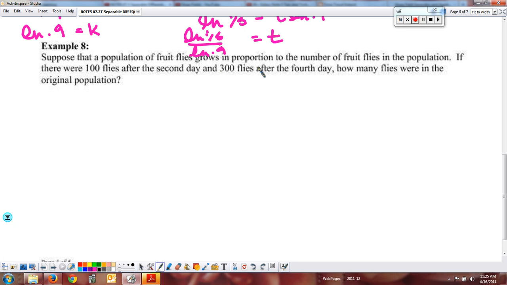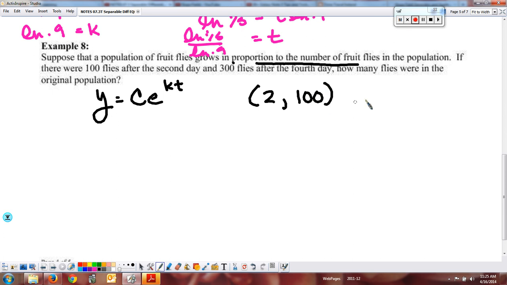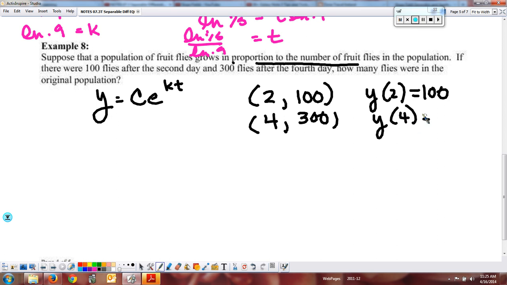Population of fruit flies grows in proportion to the number of fruit flies in the population. Right there is your key. We know it's y equals Ce to the kt. We know that there were 100 flies after the second day, or if you prefer, y of 2 is equal to 100. And we know that there are 300 flies after the fourth day, and y of 4 is equal to 300.